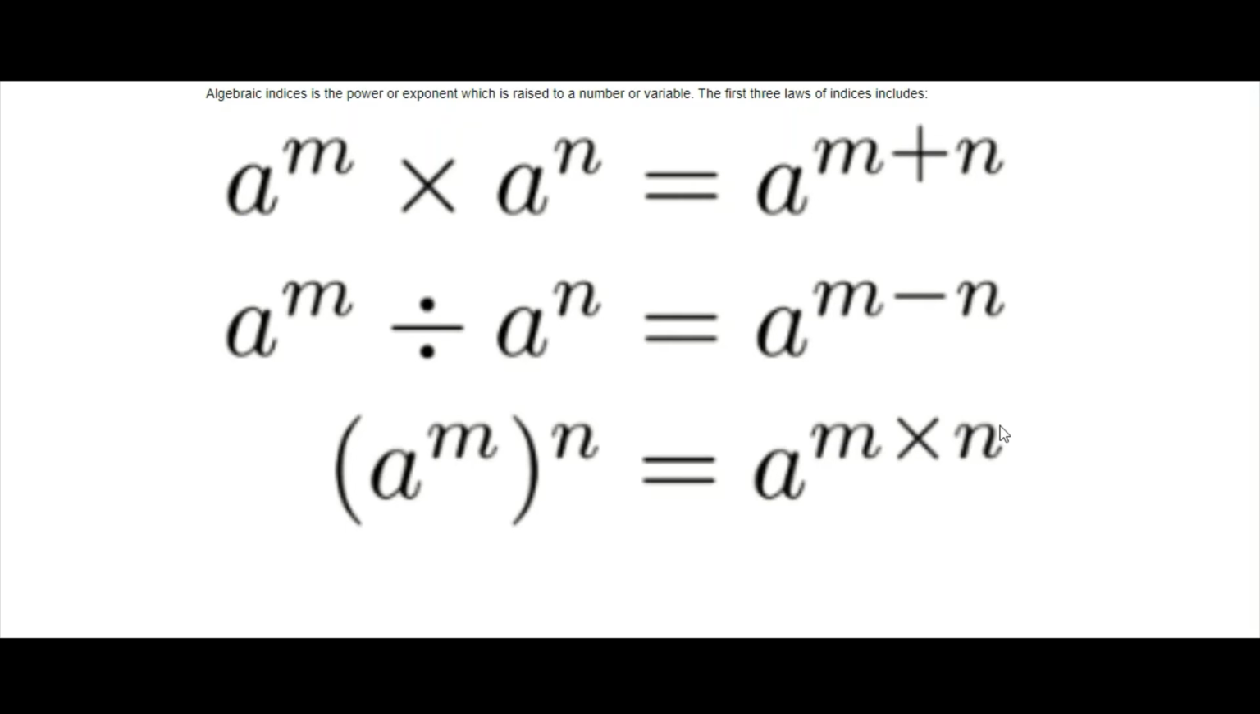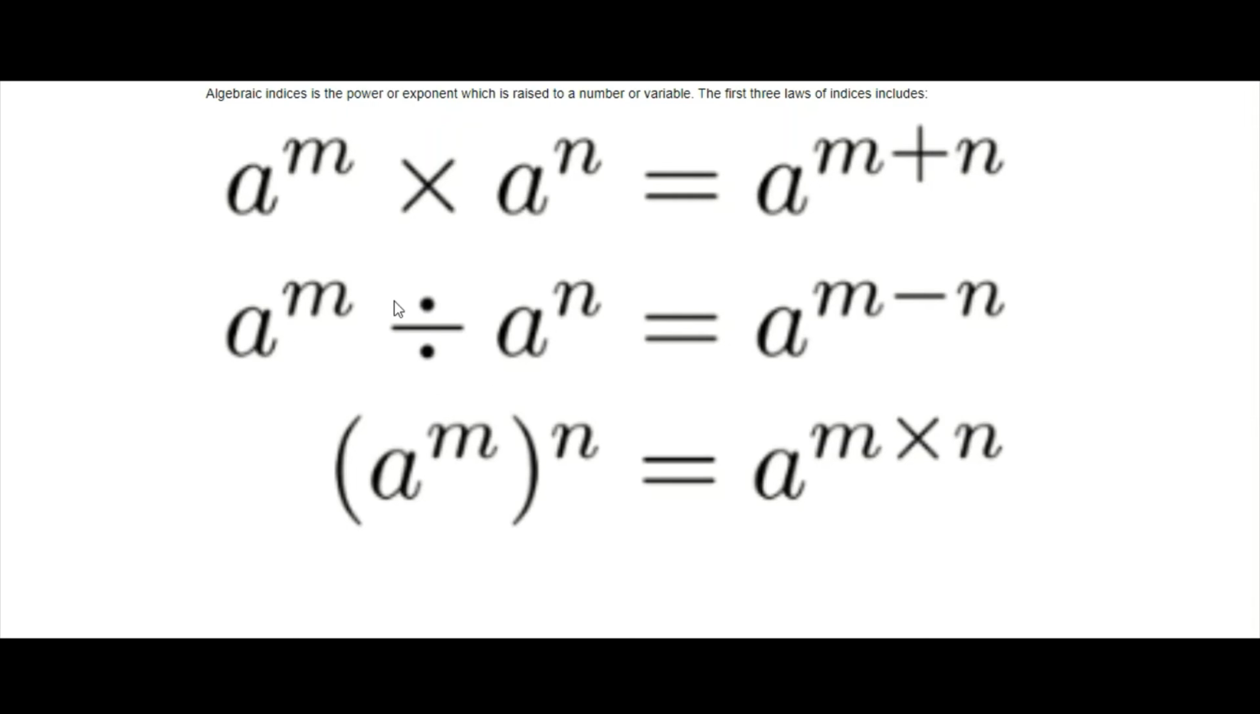We have the first three laws of indices that we are going to be looking at. a raised to power m multiplied by a raised to power n can be expressed as what? a raised to power m plus n. We have a common base number and the multiplication sign changes to plus.